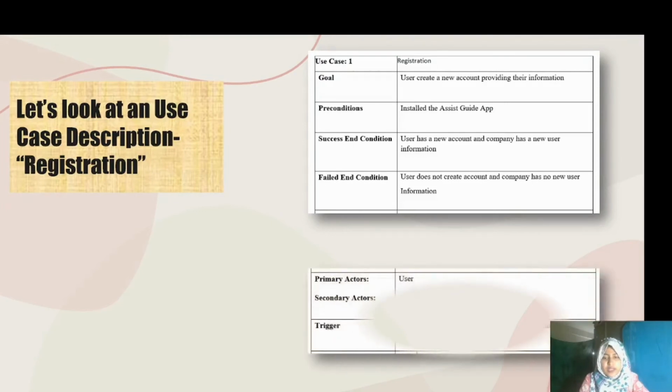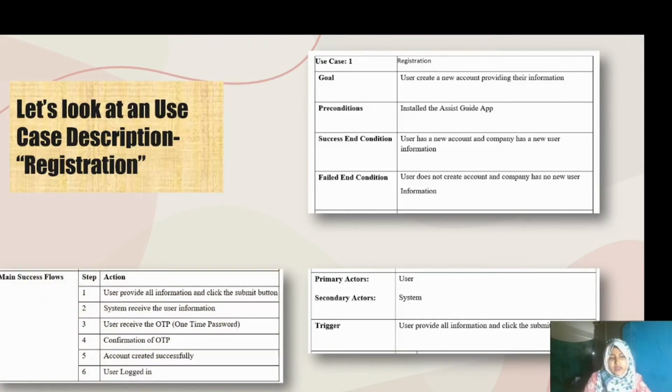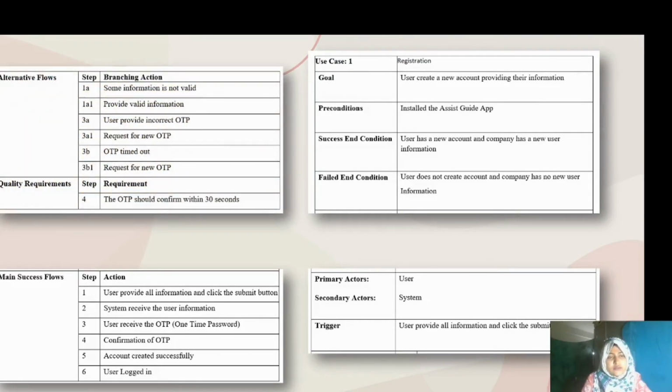Then the primary actor for this use case description is the user, and the secondary actor is the system. The main success flows are: the user provides all information and clicks the submit button. For this action, the alternative flows are that some information may not be valid. Then the user should provide valid information. And then the second main success flow action is that the system receives the user information.